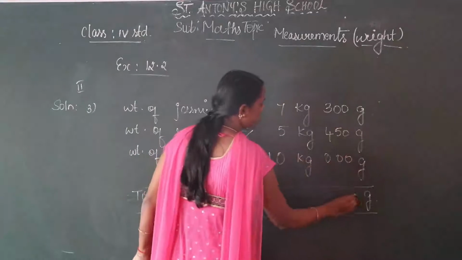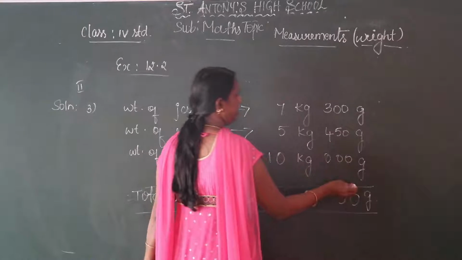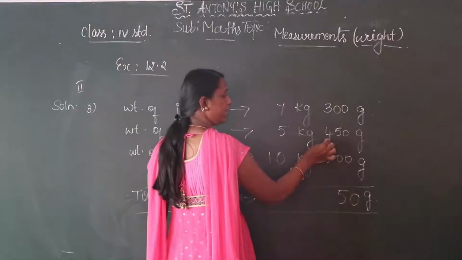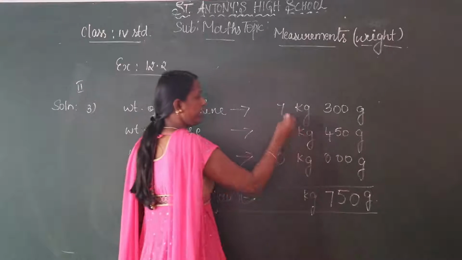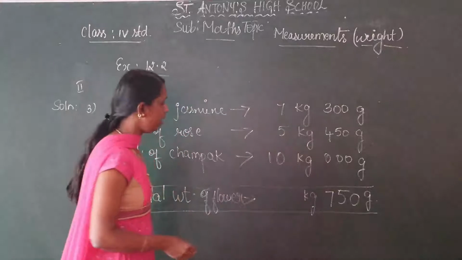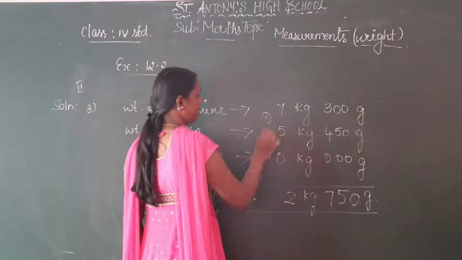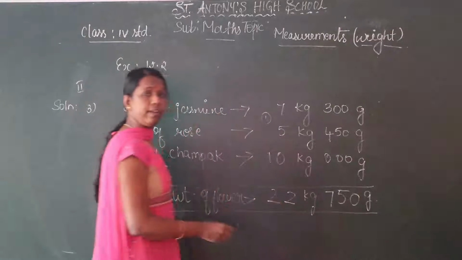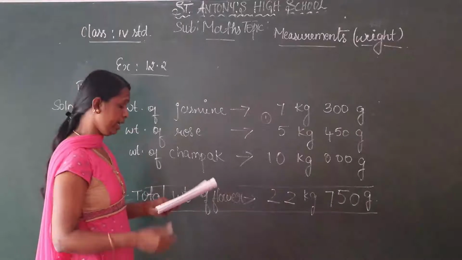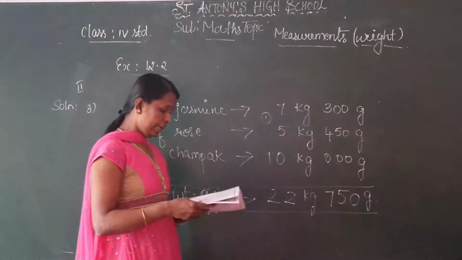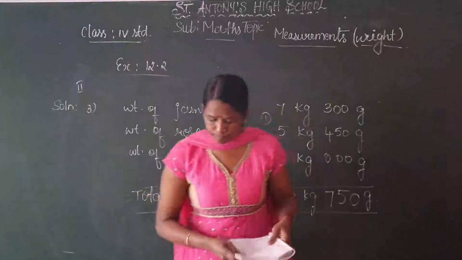0 plus 0, 0. 0 plus 5, 5. 5 plus 0, 5. 3 plus 4, 7. 7 plus 0, 7. Write down kg. 7 plus 5, how much? 12. 12 plus 0, again 12. 2. 1 carry. 1 plus 1, 2. The total weight of all the flowers is 22 kg 750 grams. Okay children, next let us discuss about the subtraction of weights.